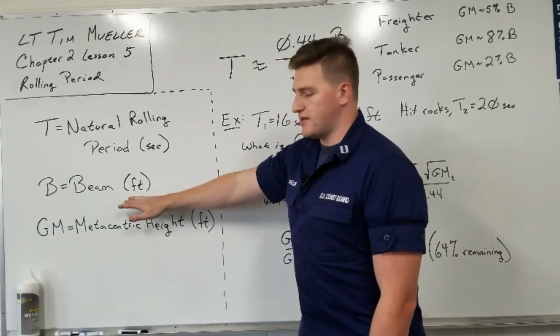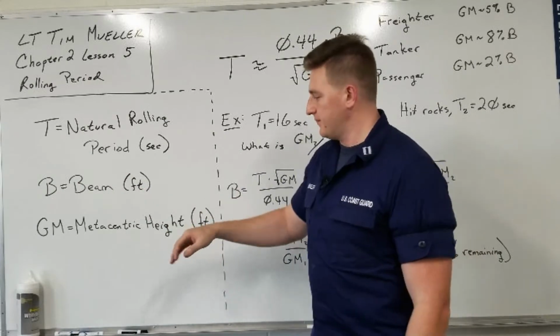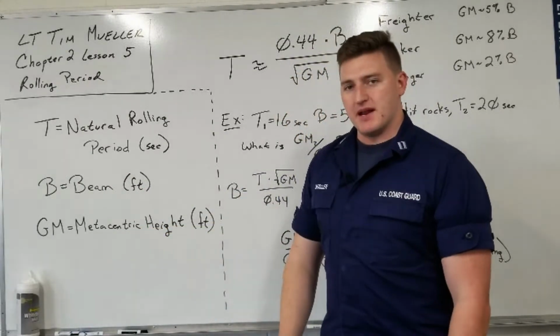B is the beam, it's a term you've seen before, in feet, and this is the total overall beam of the vessel. And then GM is something you should be very familiar with now, and that's the metacentric height in feet.